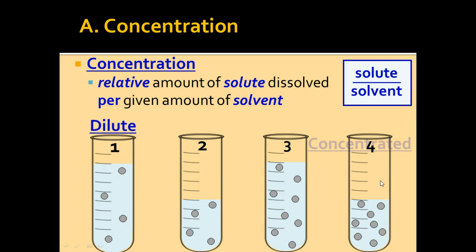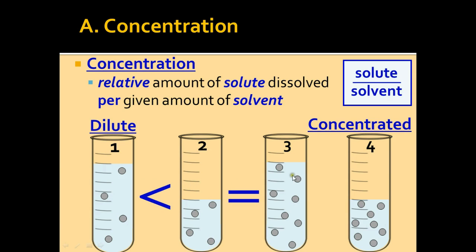This one is dilute because it has the least concentration. This one is very concentrated because there's a lot of solute per solvent. And then these two are in the middle. This one has a smaller concentration than this one, which is why we use the less-than sign. These two have equal concentration, and all of these have a smaller concentration than test tube 4. That's how we get these little signs, because it all has to do with how many solute molecules we have per given amount of solvent.